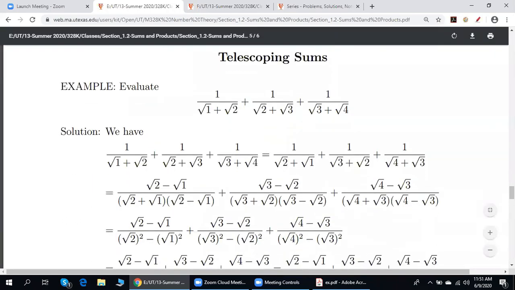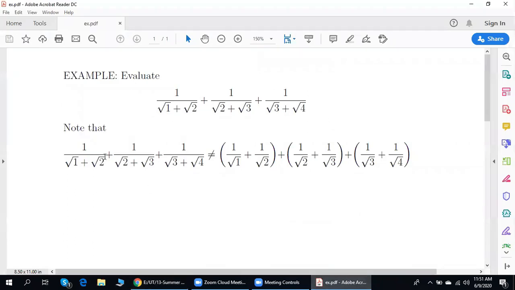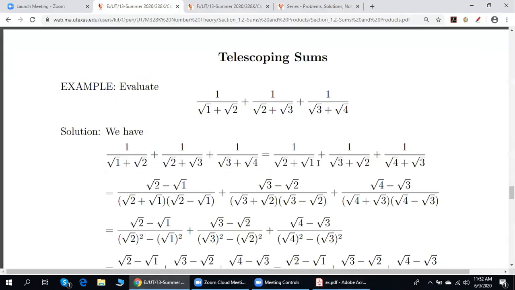Last thing, telescoping sums. This example is actually pretty tricky. First of all, observe that we cannot split each fraction into 2 pieces because this is not equal to this. So then what do we do here? Well, we apply here a so-called conjugate trick. Here's what we mean by that.